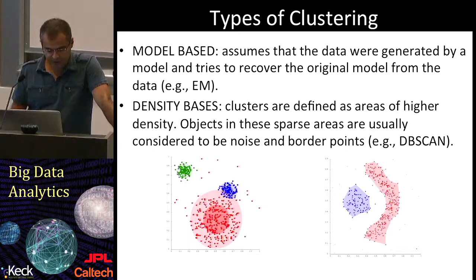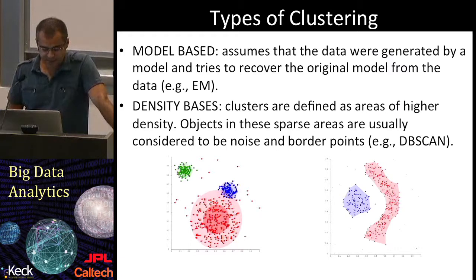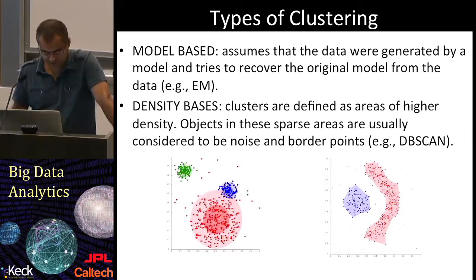So, for example, in the left figure, we have 3 clusters of points generated with a Gaussian distribution, and we can see that the EM algorithm works well, recovering all 3 of them. While in the density-based approach, like the one on the right, clusters are defined as areas of higher density than the remainder of the dataset. Objects in these sparse areas are usually considered to be noise and border points.